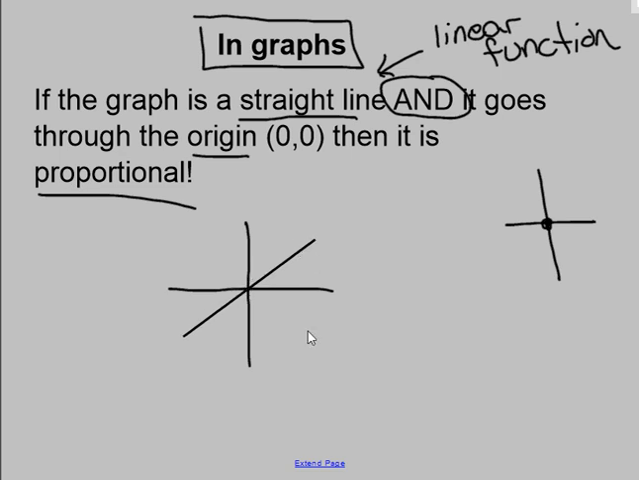Right there. That would be a proportional line, a proportional graph, because it is a straight line and it goes through the origin. If it's up like this, it's still a straight line, but it does not go through the origin, that center point on our coordinate plane, and therefore it would not be a proportional relationship.